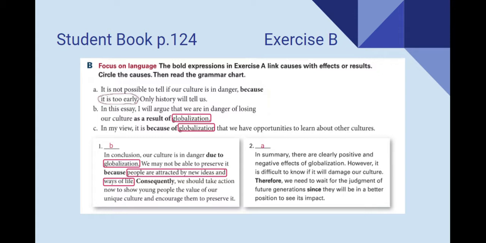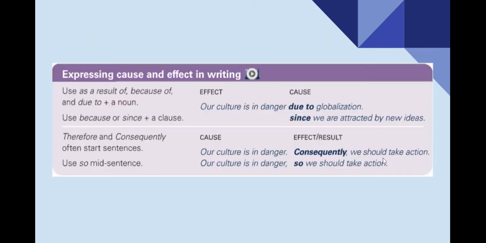In paragraph 2, in summary, there are clearly positive and negative effects of globalization. However, it is difficult to know if it will damage our culture. Therefore, we need to wait for the judgment of future generations, since they will be in a better position to see its impact. Now, let's take a look at how this works.